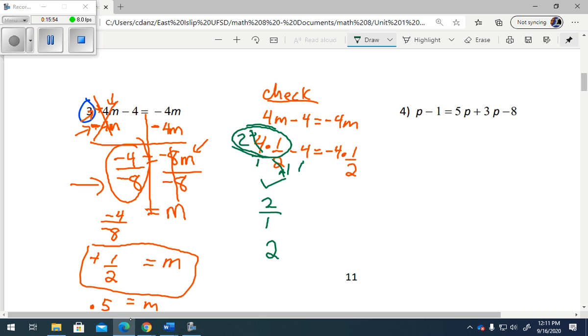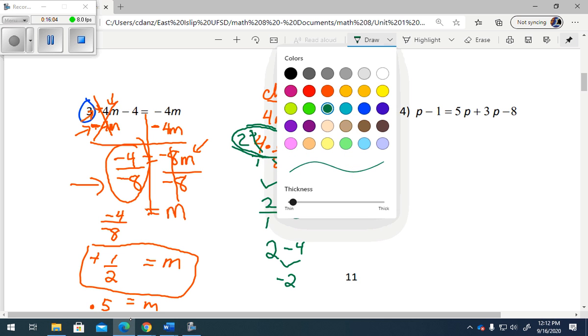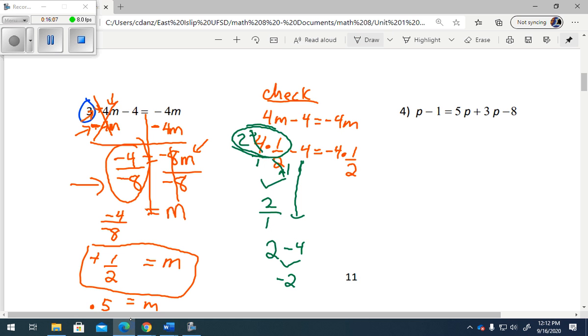Then don't forget I have this minus 4. I don't want to forget to bring that down. So 2 minus 4 is negative 2. I'm hoping the right side turns out to be a negative 2. Again, I'm going to make this look like a fraction. I'm going to simplify. This is 1, and this is negative 2. Then I'm going to multiply my top numbers to get negative 2. I'm going to multiply my bottom numbers to get 1. Negative 2 over 1 I can write as negative 2.